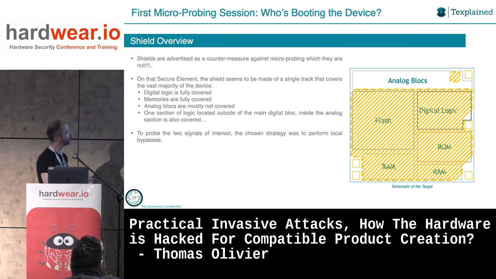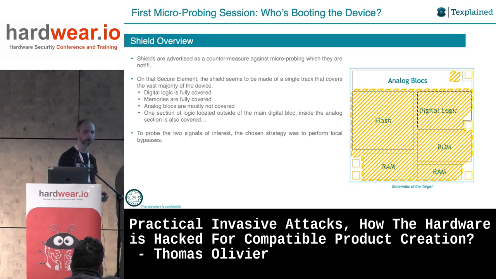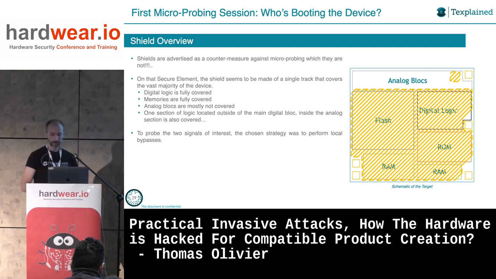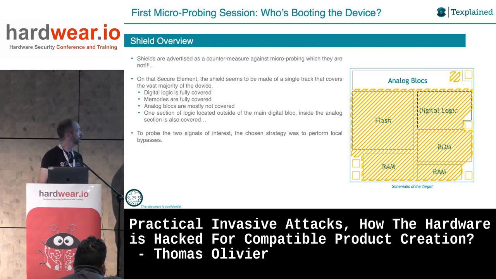Problem, there is a shield on top of the chip and we need to go through it if we want to reach the signals of interest, right? So to do this, what we have decided to do is called the local bypass strategy, right?